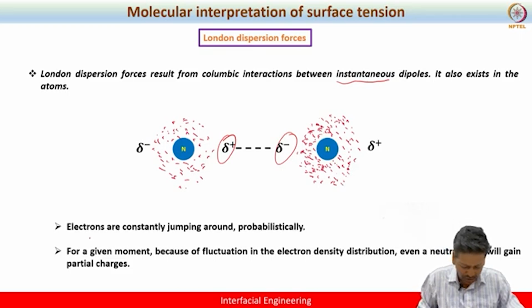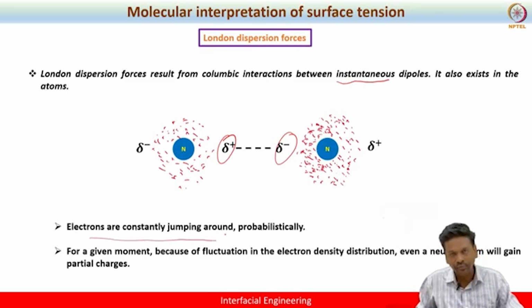So because electrons are constantly jumping around, there will be a fluctuation in the electron density distribution, which will result in a net positive and net negative charge, because the electron density distribution is constantly changing.